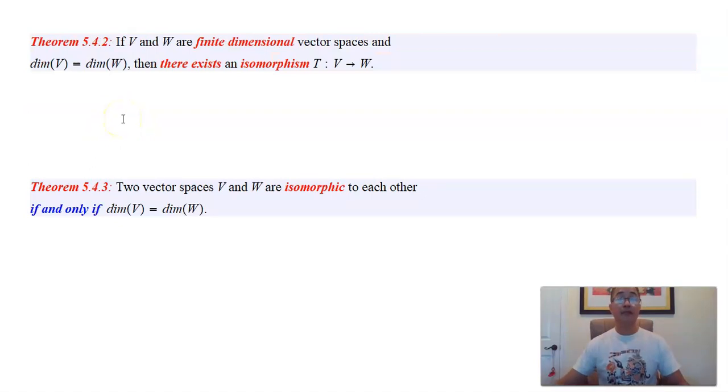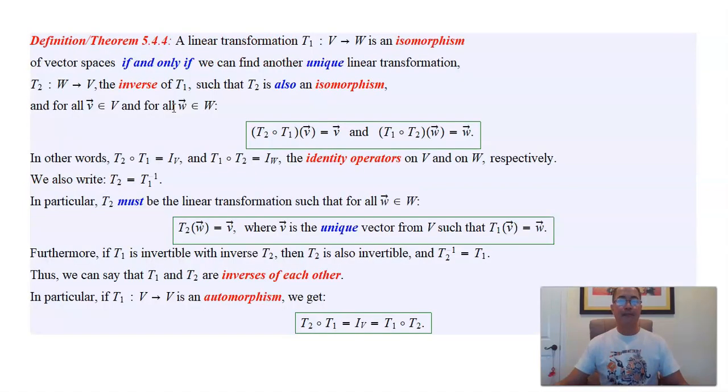Now, what might be a little bit surprising is that the converse is also true. If V and W are finite dimensional vector spaces, and they have exactly the same dimension, then you can actually create an isomorphism T from V to W. So these 2 directions, forward and backwards, can of course be put together into a single theorem: 2 vector spaces V and W are isomorphic to each other if and only if they have exactly the same dimension. So this is the big theorem that you are going to prove in one of the homework problems.